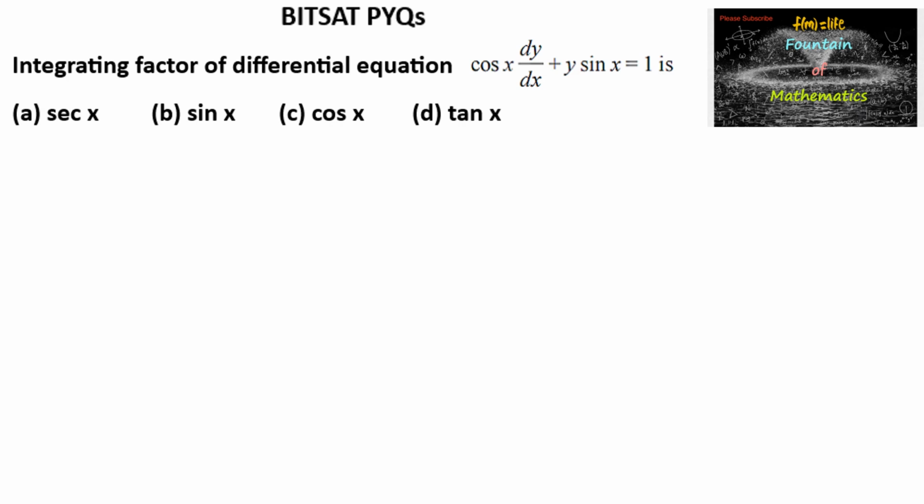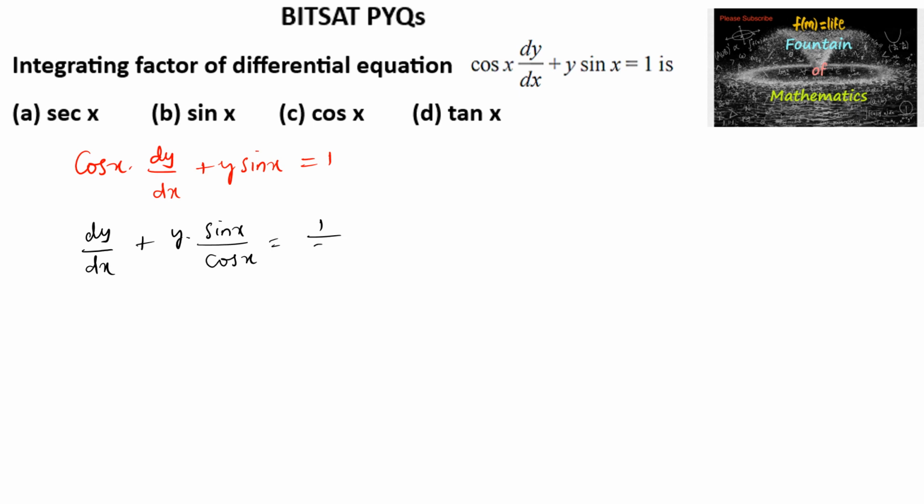Find the integrating factor of the differential equation cos x into dy by dx plus y into sin x is equal to 1. So this can also be written by dividing with cos x. So we'll get dy by dx plus y sin x upon cos x is equal to 1 upon cos x, which can be taken as dy by dx plus y into tan x is equal to secant x.